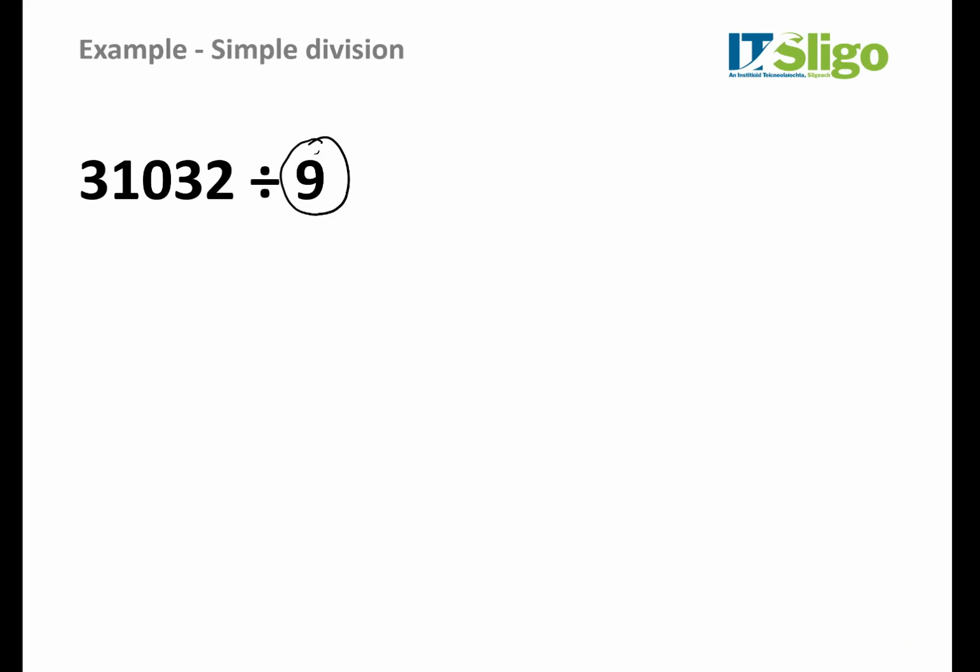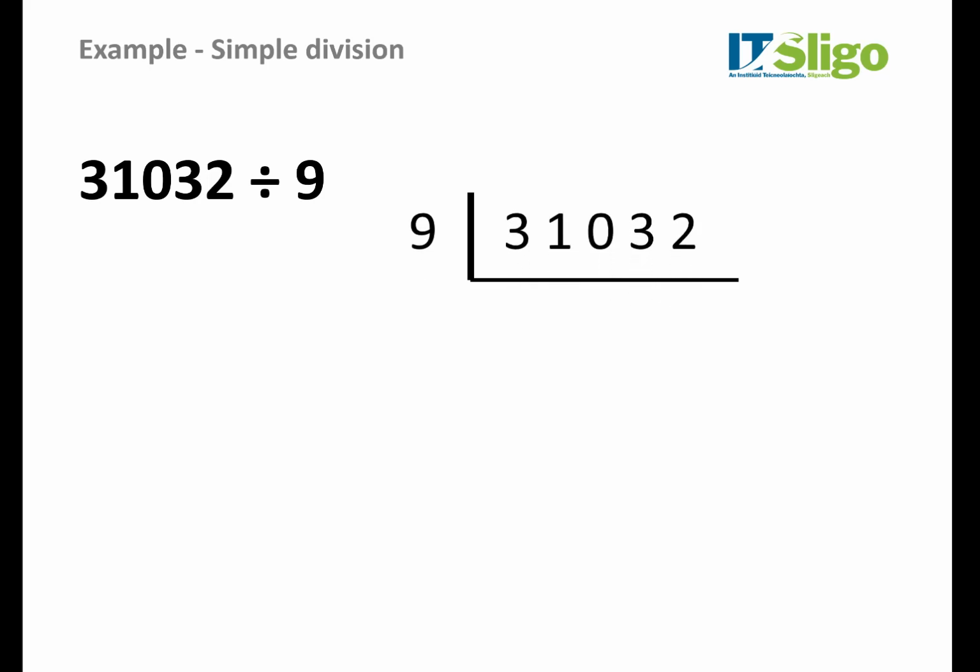My divisor is less than 10, so I set up my simple division like this. My divisor goes outside, the number goes on the inside, and now we just say 9 into 3. Now this is important, guys. We divide each number in sequentially. 9 into 3 won't go. I'm only writing this in, guys, as a placeholder. You do not write anything there.